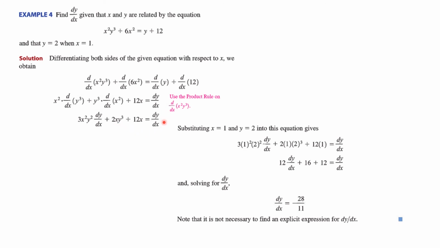Now I have dy/dx on the other side. Now I'm going to have to solve for this dy/dx, so I have to move the dy/dx's to the same side, or in this case I can substitute 1 and 2 in for x and y. So I get this is equal to that. Now I still have to solve for dy/dx, but you see it is easier. And when I solve for dy/dx, I get dy/dx is a number, and that is negative 28 over 11.